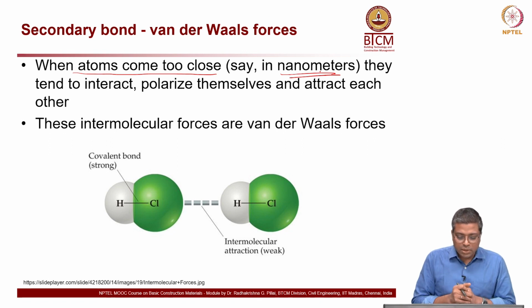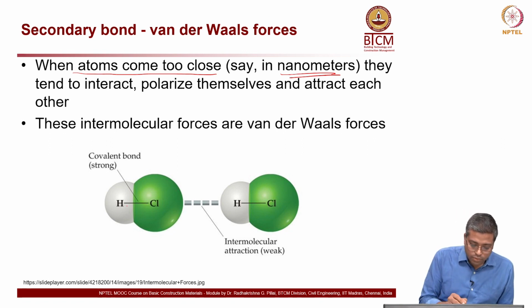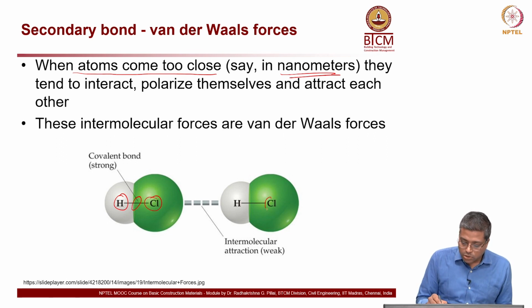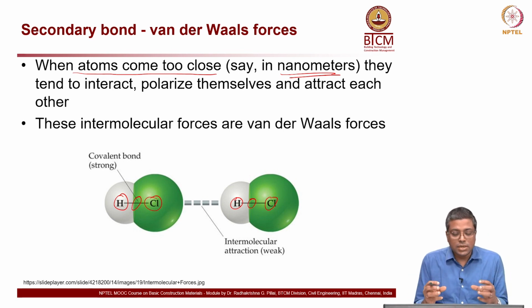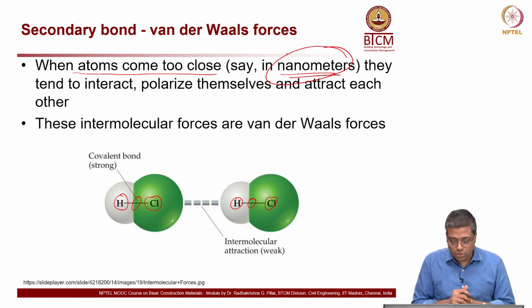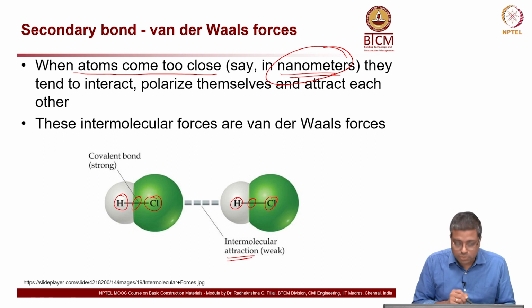You can see the picture at the bottom where you have two HCls, hydrogen chloride or hydrochloric acid. This has a very good covalent bond. Here also on the right side, same thing, a very good covalent bond. But when these two HCls come closer, in the scale of nanometers or so, there is a possibility of an interaction between them. There is an attraction possibility.